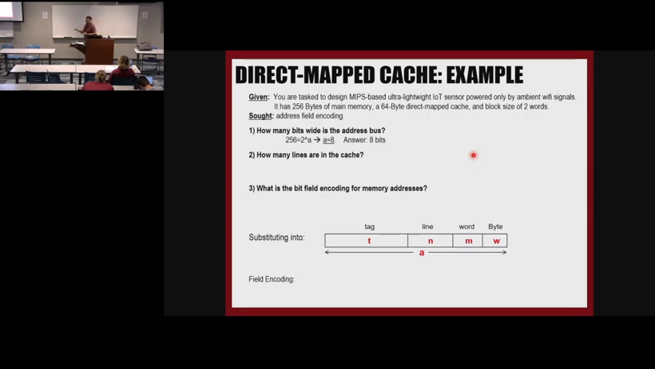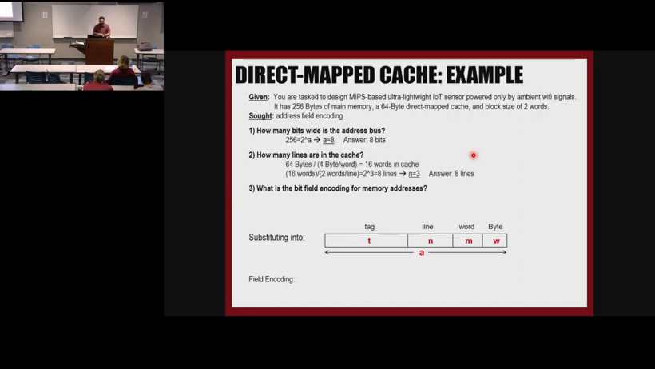Block size equals the line size, so we have 8 bytes in each line, and we have a total of 64 bytes in the cache. Now how many lines do we have? 8 bytes in each line, 64 bytes total. If I divide that, we get 8, which means 8 lines in the cache. But if you have 8 lines in the cache, what would be the N? It would be 3, because 8 is 2 to the 3. That's how many lines we have in the cache, and 3 would be the number of bits that we need to get N.